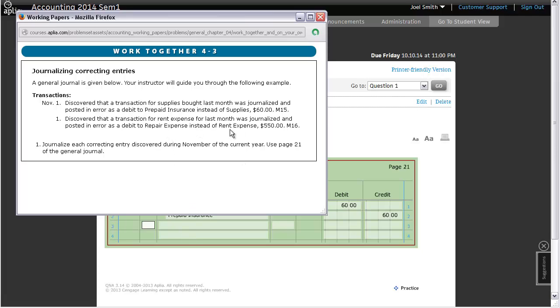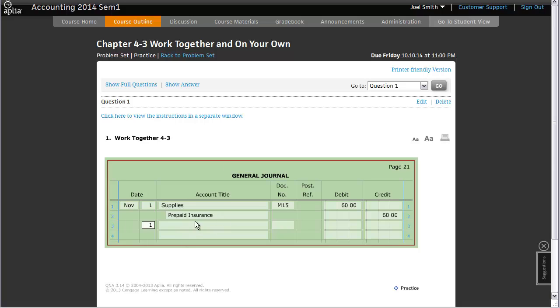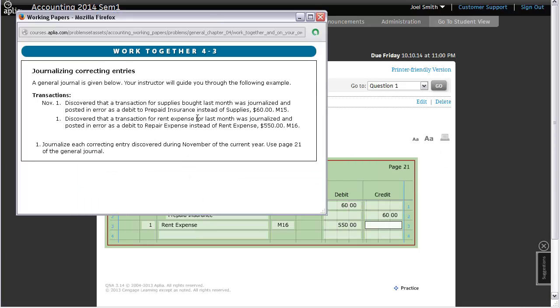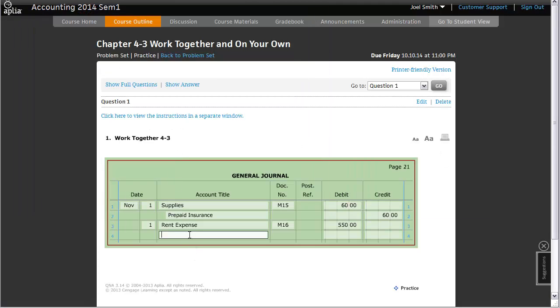So we need to debit rent expense. It's also on the first. And the memorandum is the next one, 16. We write up a memorandum telling what happened for $550. And so now we need to back out the repair expense and credit it. That way we correct our two errors that we made. Pretty easy, we just need to figure out what we did and do the opposite the next time.